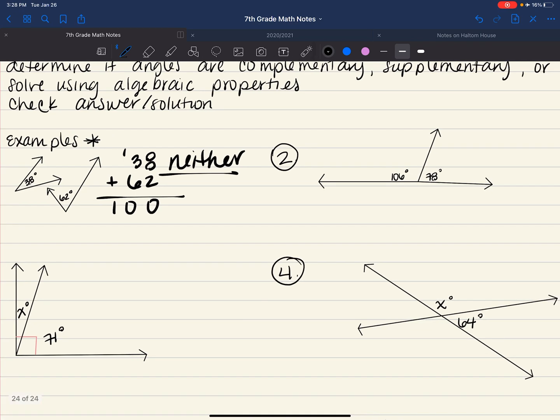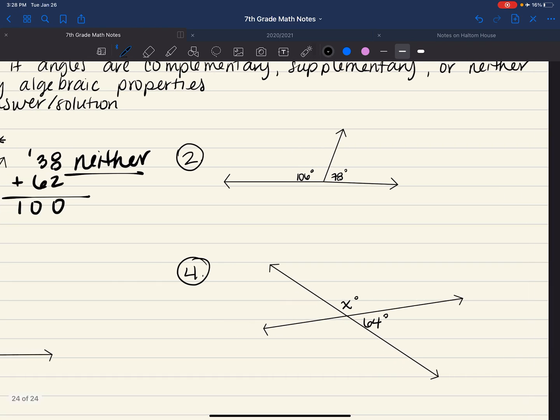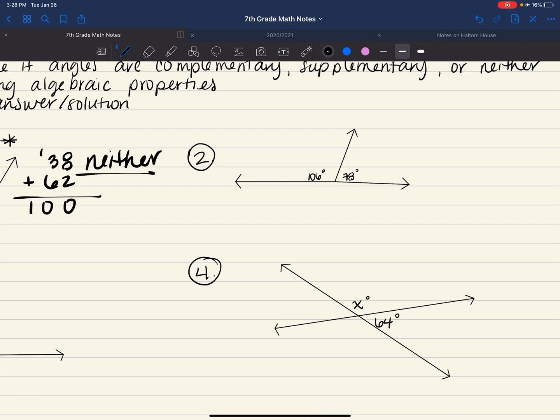Number 2. I mean, it looks like it could be, but no. Number 2. Complementary, supplementary, or neither. Complementary would have to equal 90 degrees. Supplementary, it would have to equal 180 degrees. And we cannot just take this straight line. Like, you see how this looks like a straight line? I can't say, oh, it's supplementary because it's a straight line. Nope. I have to add it up and prove it. 6 plus 8 is 14. Carry the 1. 1 plus 7 is 8. Bring down the 1. Nope. It is also neither, because it does not equal 180 or 90 degrees.